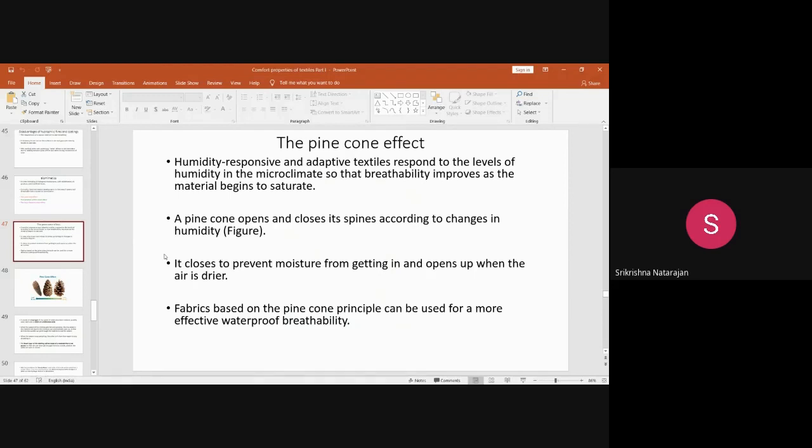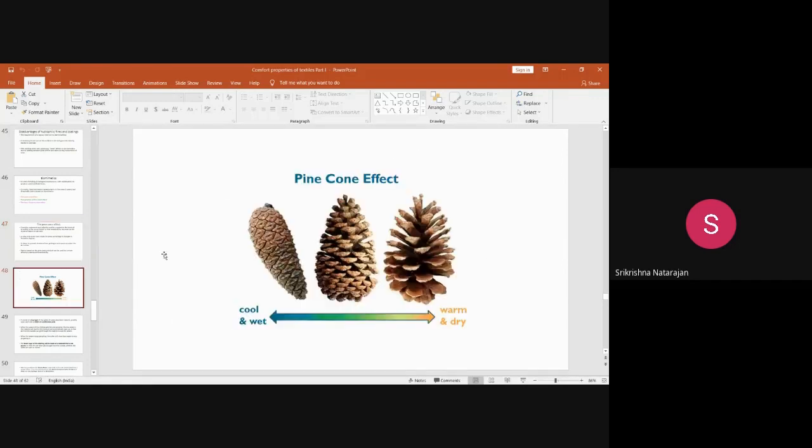If you see this pine cone plant, it normally remains closed, but when the pine cone reacts to the moisture, to the humidity, it will change its structure. During cool and wet climate, the scales shown here remain closed, so that it retains the heat and does not lose the heat.